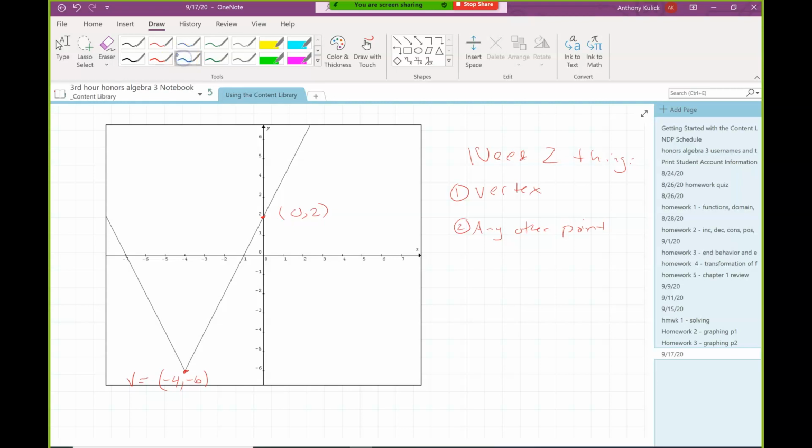Okay, so here's the trick. I want to be able to write an absolute value function. I want something that looks like this, right? So I need to figure out a value for A, for H, and for K. That's what I'm trying to do, that should be what my final answer looks like. Everybody's okay there?